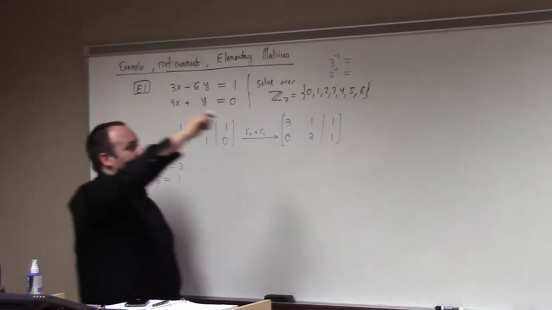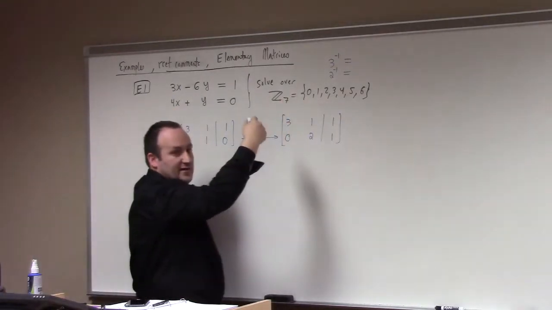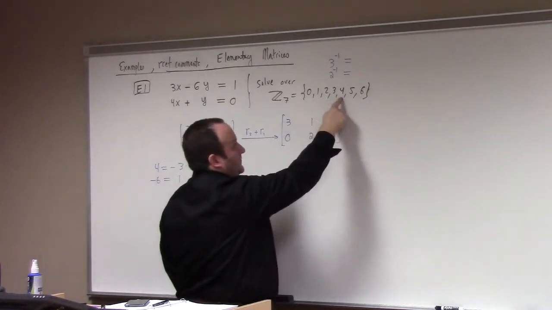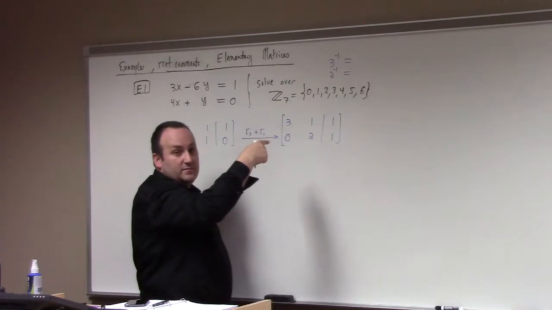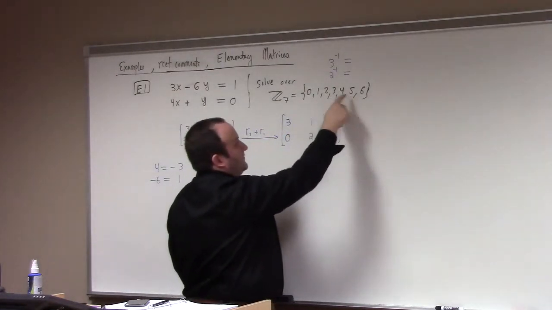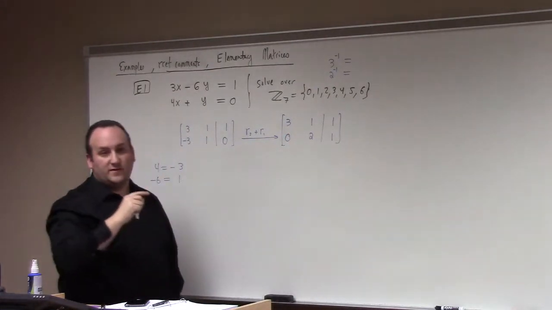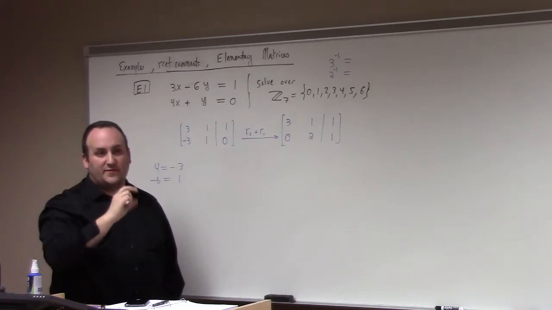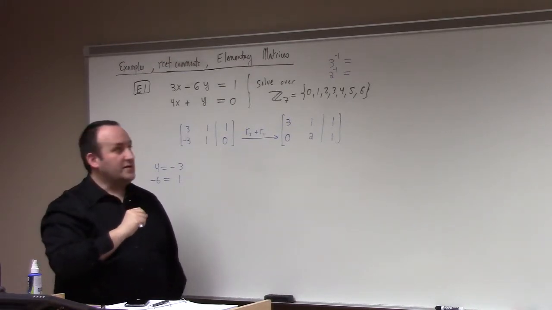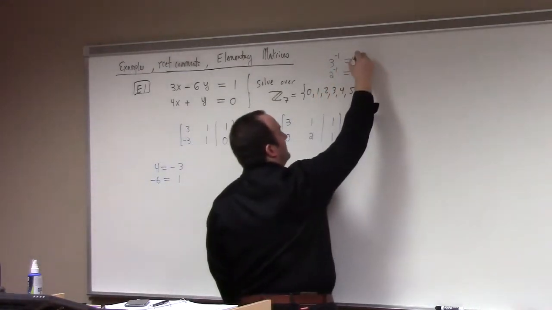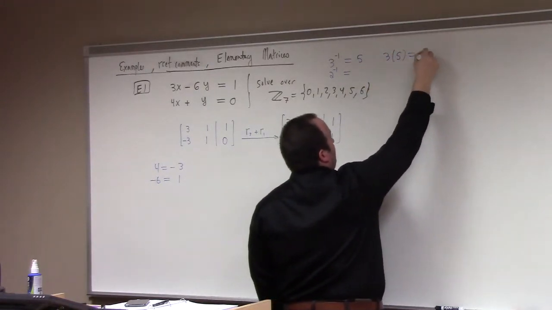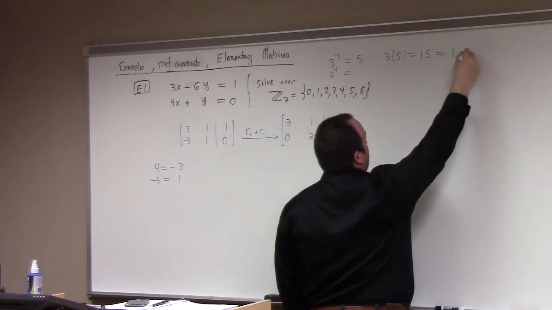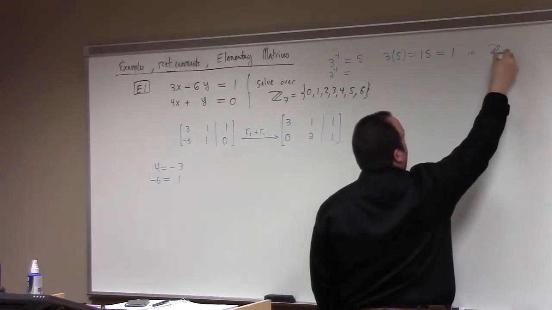Well, we can just start trying stuff. 3 times 2 is 6. That's not 1. 3 times 4 is 12. That's not 1. I mean, 12 is equal to 5. 3 times 5 is 15, which is 14 plus 1. 3 times 5 is 1, mod 7. So 3 inverse is in fact 5, because 3 times 5 is equal to 15, which is equal to 1 in Z7. All right.